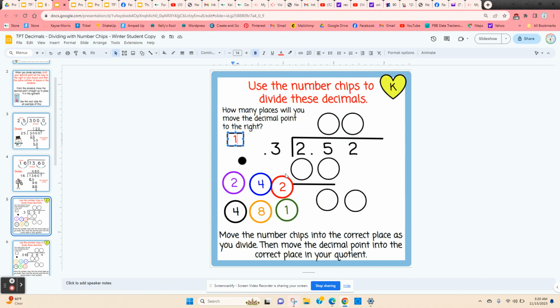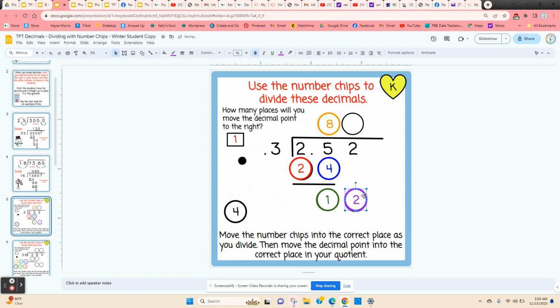So if they divide, 3 goes into 25 8 times. So they just click and hold on the edge of that 8, and then they can move it into place. Multiply, 8 times 3 is 24. Subtract, and bring down the 2. And then 3 goes into 12 4 times.